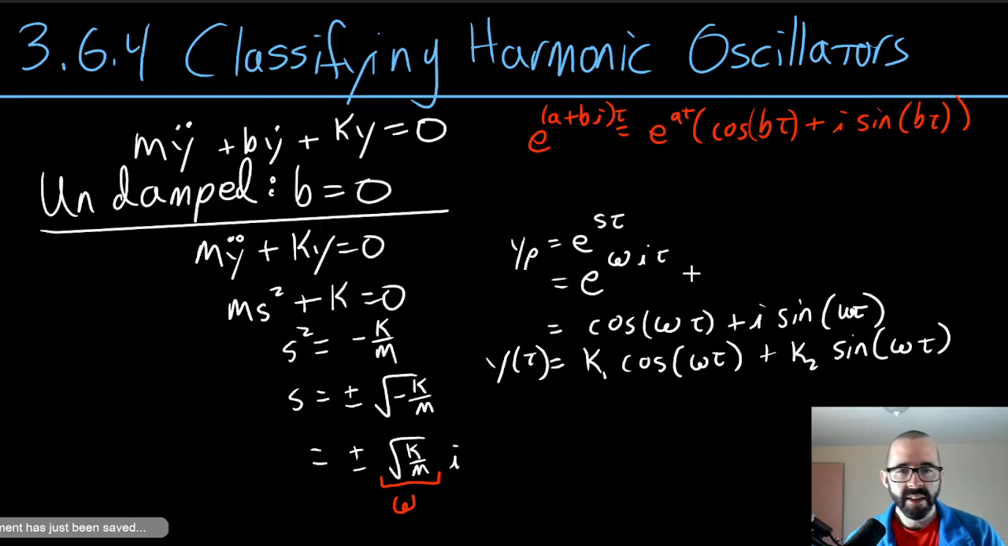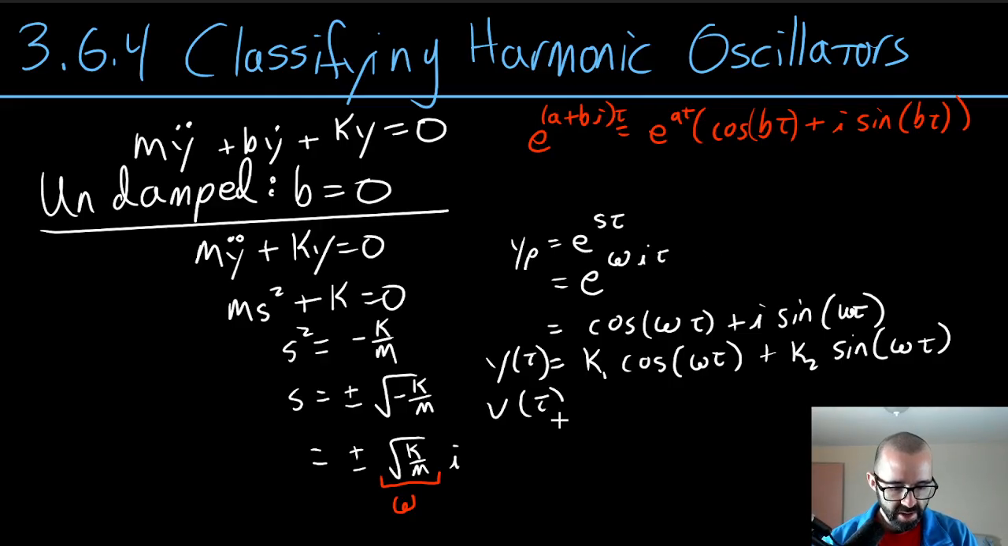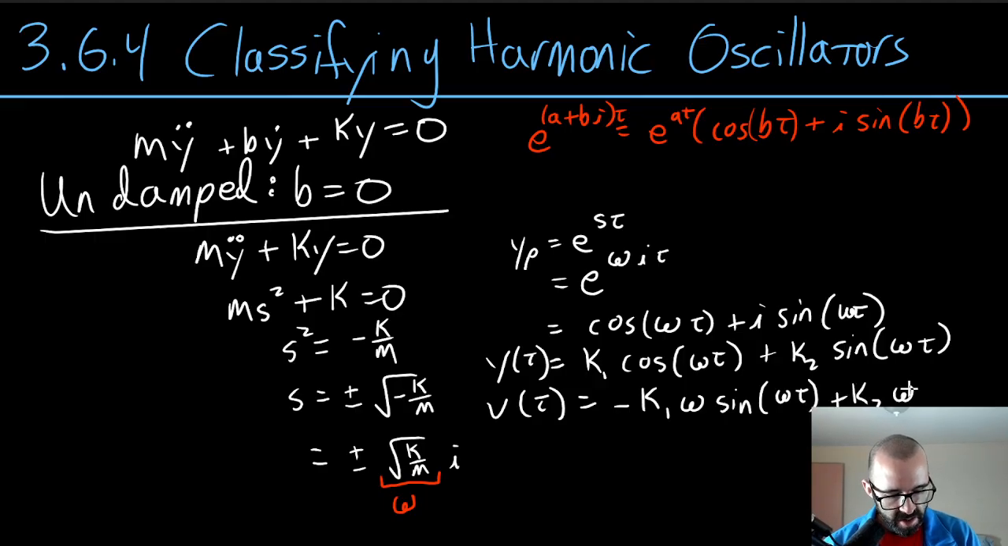And again, we could find the vector solution very easily by looking at the velocity and doing that. Let's just do it, right? This is not hard. The derivative is just going to be negative k1 times omega sine of omega t. It's just the chain rule. Plus k2 omega cosine of omega t.